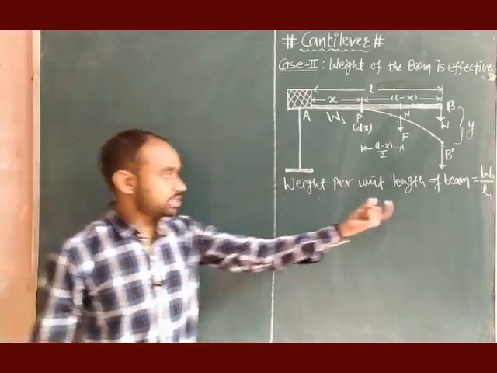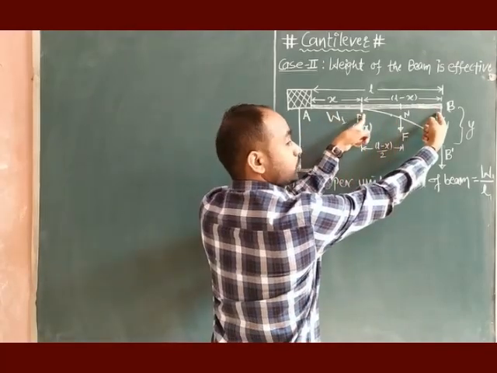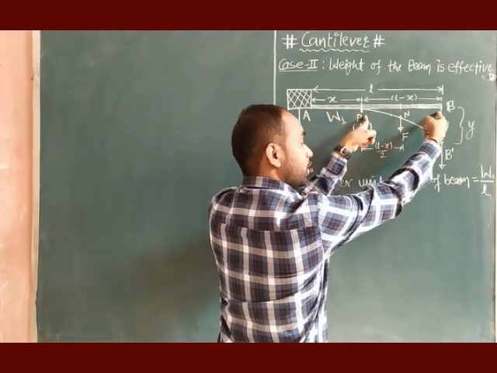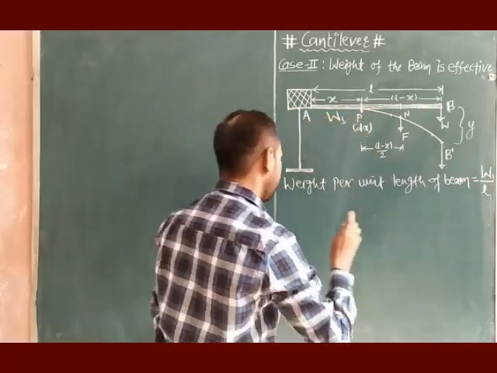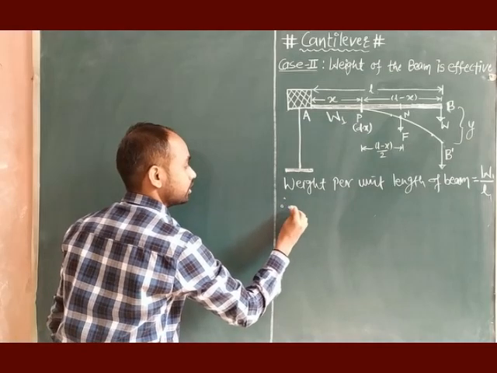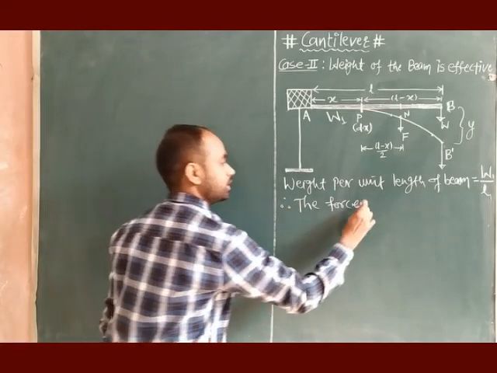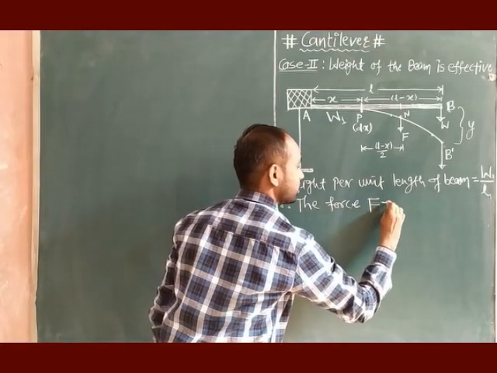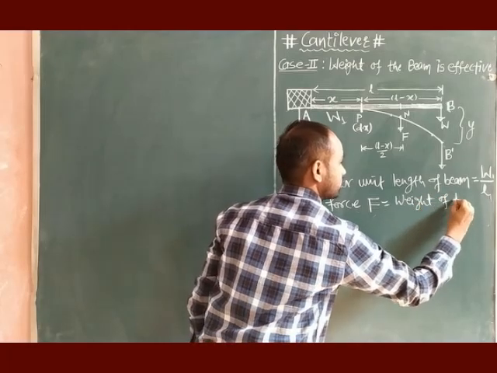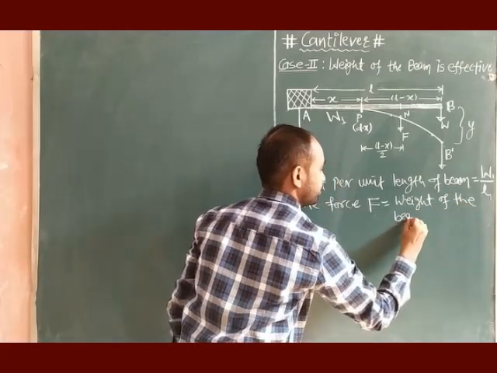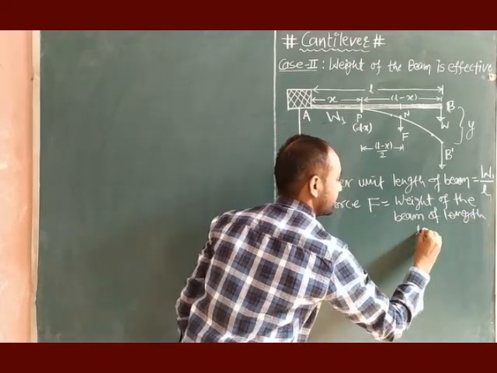Now if this is the weight per unit length of the beam, and I am talking about only this much of the beam, then its weight is this weight per unit length into its length. Therefore the force F is nothing but, I will write first in words, the weight of the beam of length L minus x.